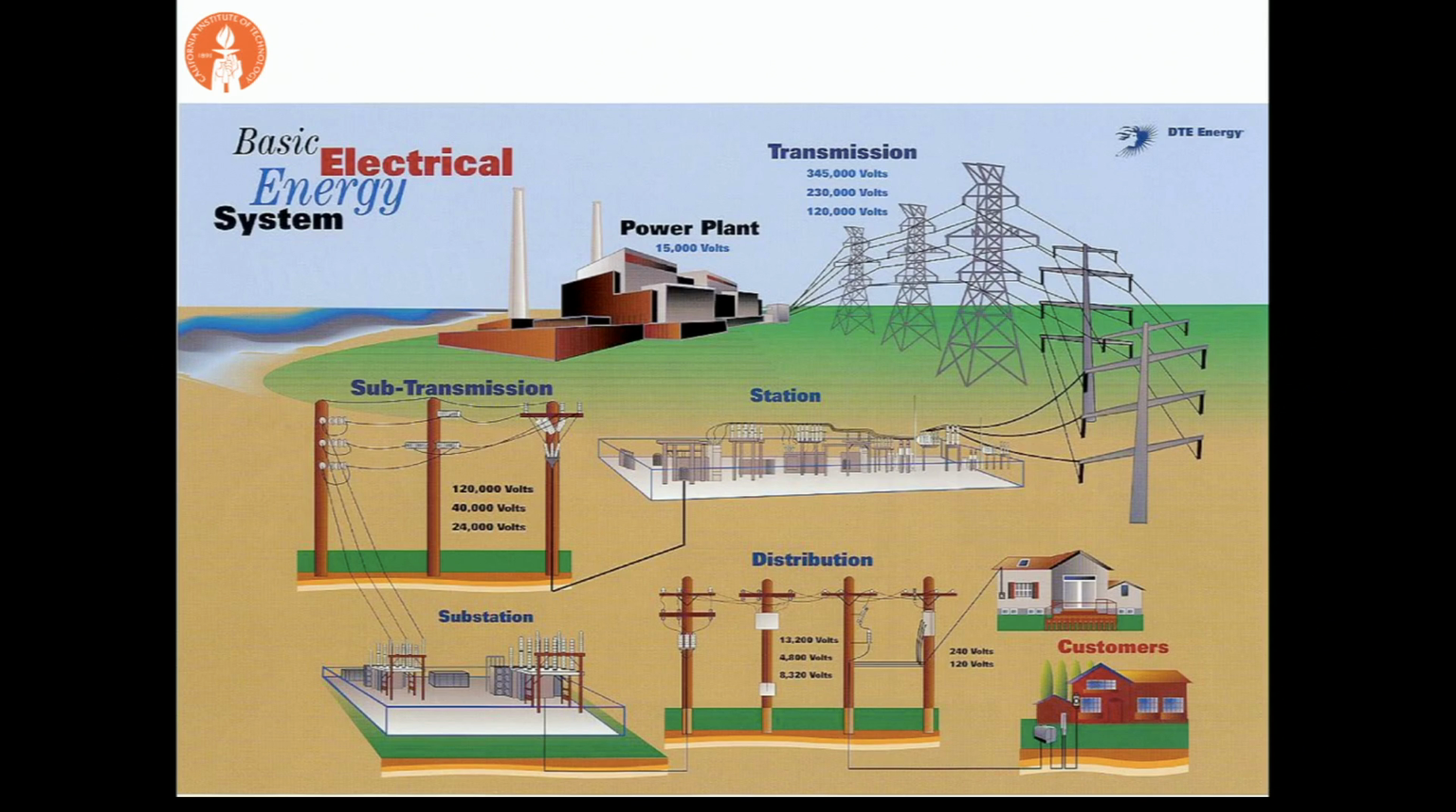The difference between the transmission network and the distribution network is that the transmission network covers much longer distances and much higher voltages. So this will be hundreds of thousands of volts. The distribution network is lower voltage. Eventually, it steps down to 120 volts here.